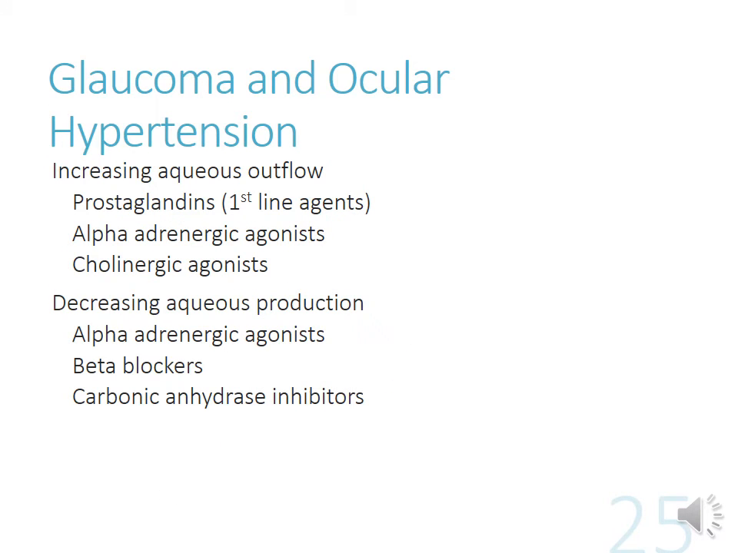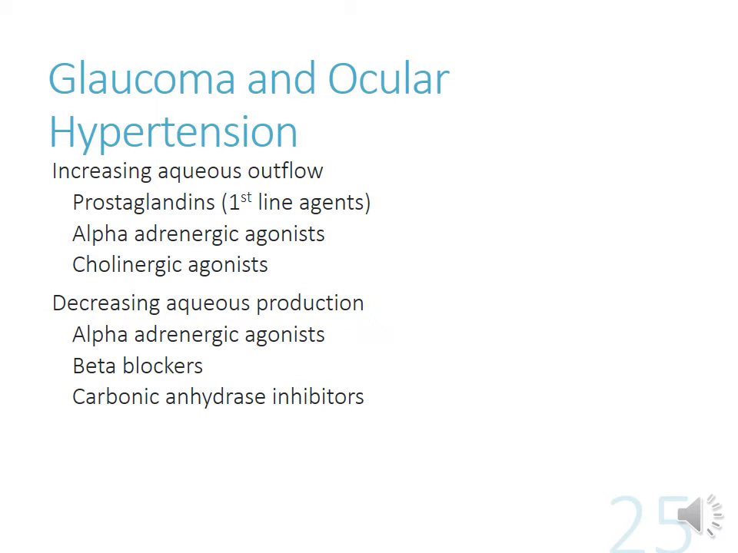Okay, so if you're looking at drugs that will increase aqueous outflow, the ones that fall in this category are going to be our prostaglandins. And again, these are typically going to be our first-line agents. Let's say there's some kind of contraindication. You'll see that our alpha adrenergic agonists fall in this category as well. We've already seen some alpha adrenergic agonists, when we talked about the ocular vasoconstrictors, but these will be different agents. And we also have cholinergic agonists, which will be working on the muscarinic receptors.